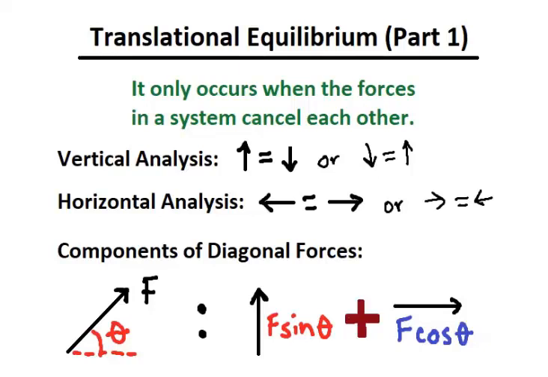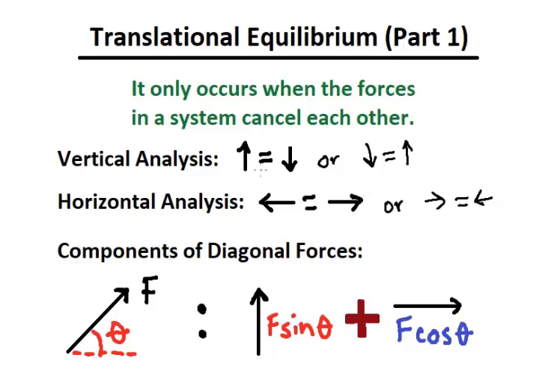Okay, we're going to solve exercises of translational equilibrium. We need to understand that translational equilibrium only occurs when the forces in a system cancel each other. That means when there's a tie between two forces. Imagine two people pulling a rope, and if they have the same force on each side of the rope, then there's going to be a tie, and that thing is not going to move anywhere. So we call that kind of scenarios systems in equilibrium.